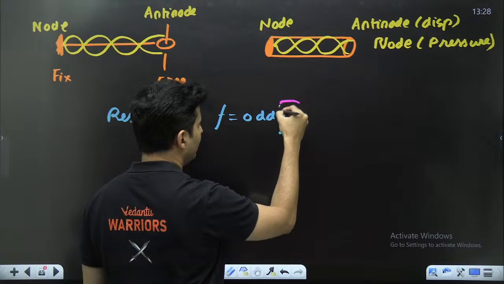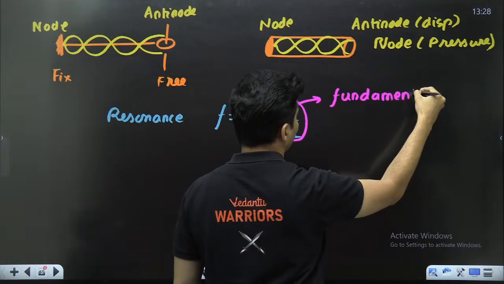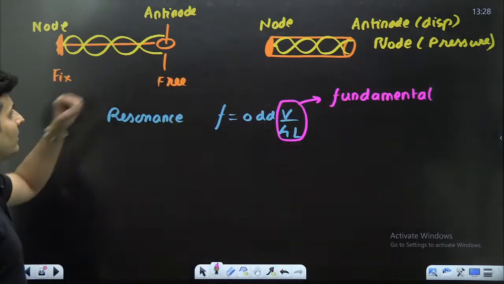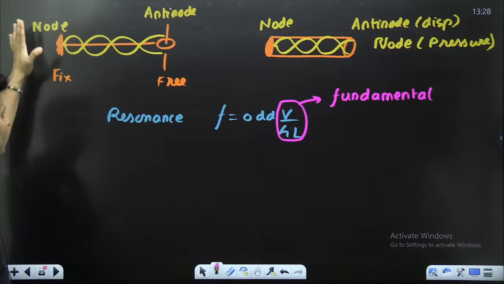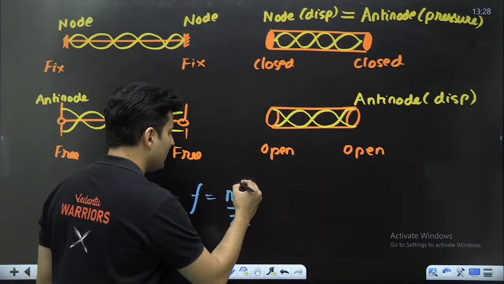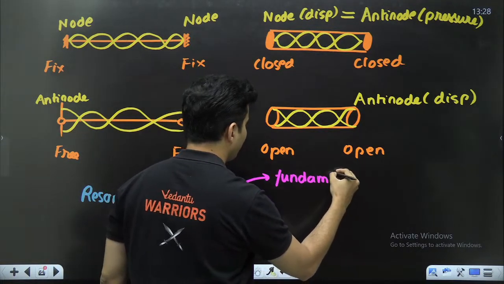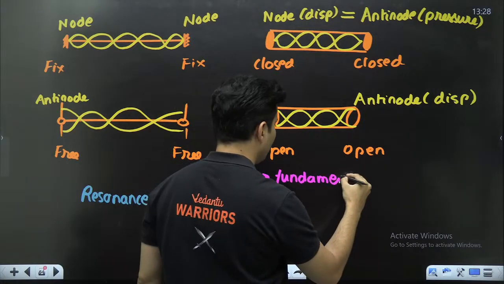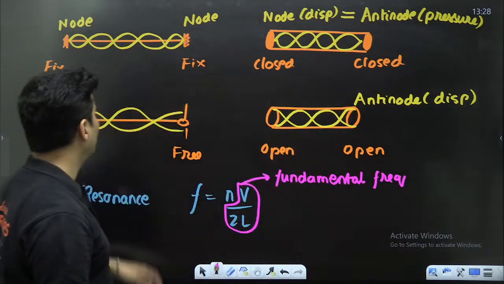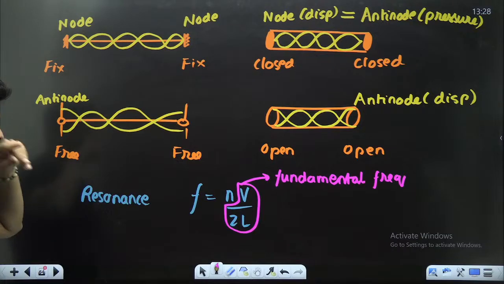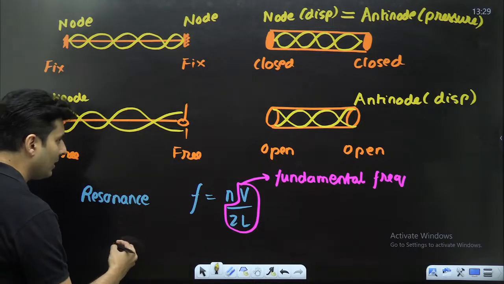Bear this in mind, that this V by 4L is called the fundamental frequency for a closed pipe at one side, or a string which is fixed on one side. Similarly, this V by 2L part is also called the fundamental frequency of the completely open pipe or completely closed pipe or string fixed at both sides or string which is free on both sides. All other frequencies you will see will be like whatever is the fundamental.